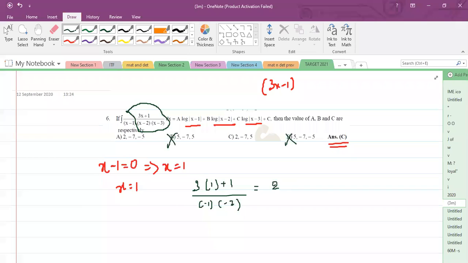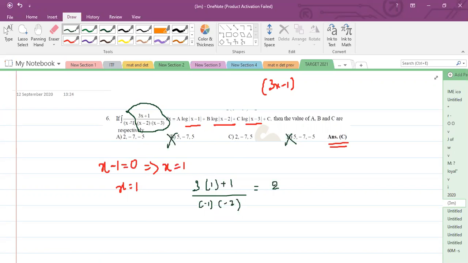Sometimes in CET, there will be only one option with A is equals to 2. Then you should not calculate the values for B and C also. The time is very, very important. But here options A and C both contain 2. Therefore, they differ in the value of C. The value of B is same in both cases. Therefore, in the CET examination I will not find B, but here I will explain how to find B also.